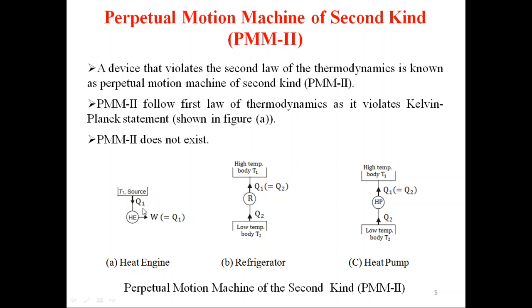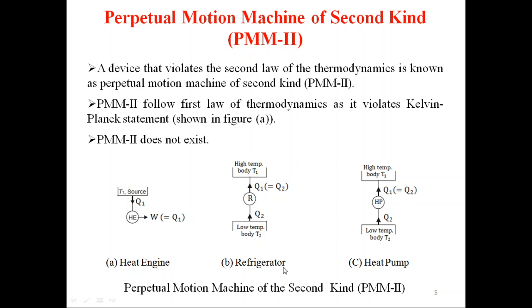So, whatever amount of heat supplied is converted into an equivalent amount of work. So, we have 100% efficiency. Such a heat engine is not possible, and such a heat engine is an example of perpetual motion machine of second kind. Figure B, we have a refrigerator.